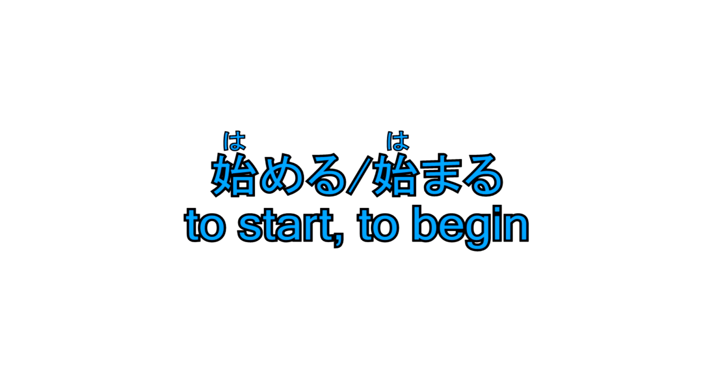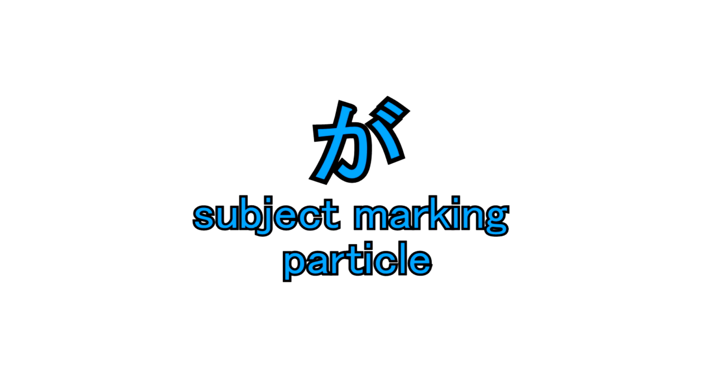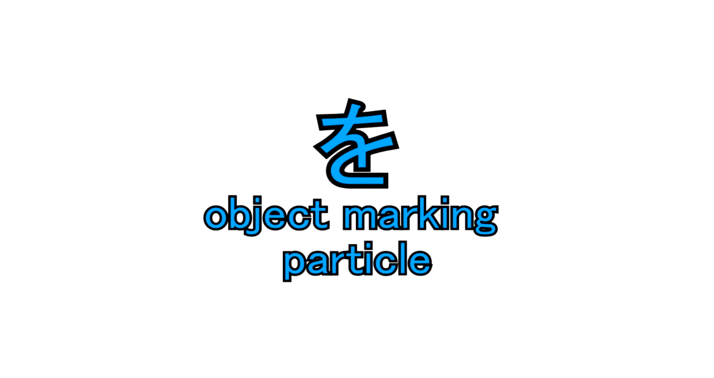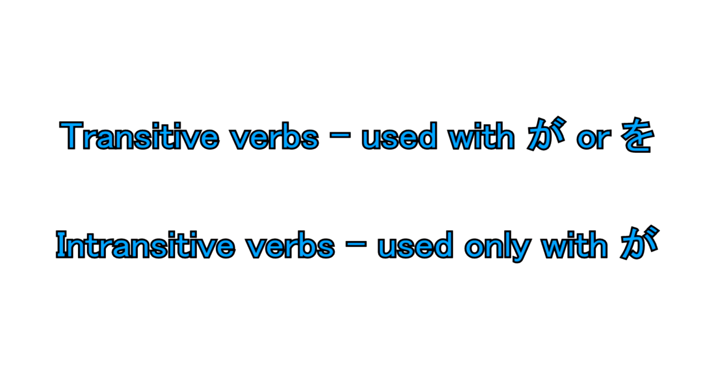The first pair that's going to be taught today is hajimeru, hajimaru. Both of these verbs mean to start or to begin, but the usage is different. Japanese people use particles in sentences to indicate the purpose of words, so two of these particles will be introduced. The first particle is hiragana ga, which is used to indicate a subject in a sentence. The second one will be hiragana o, and it's used to indicate an object.